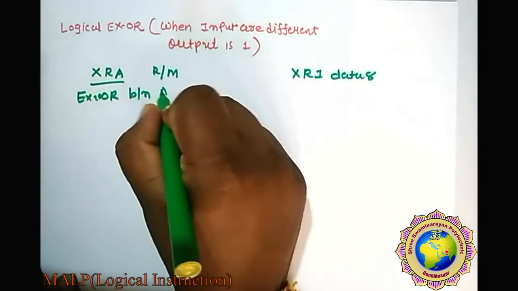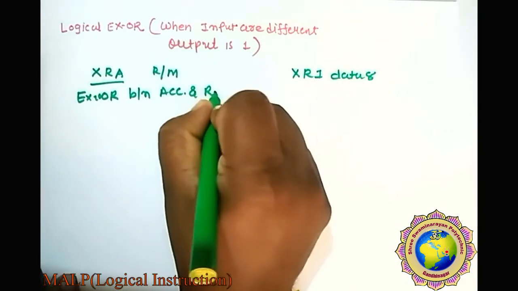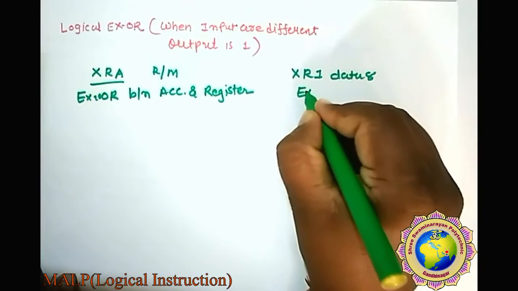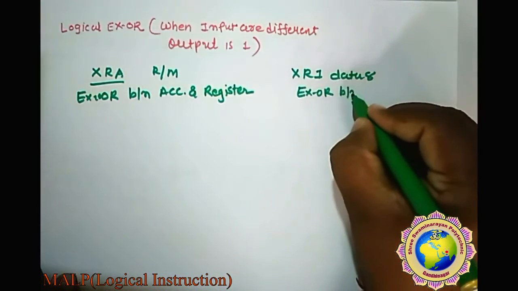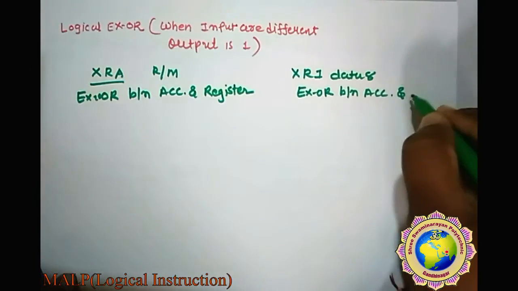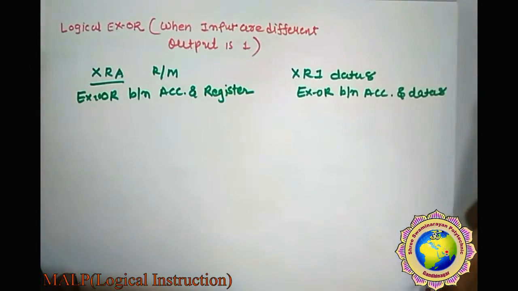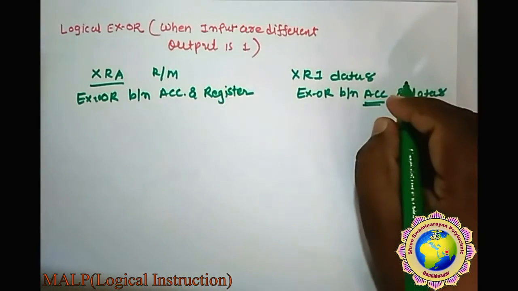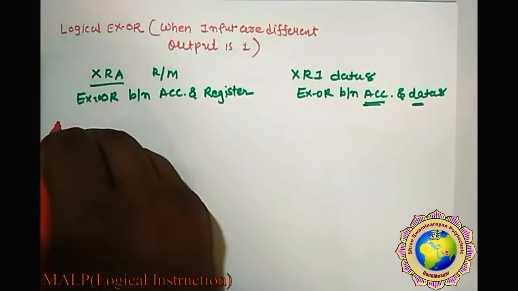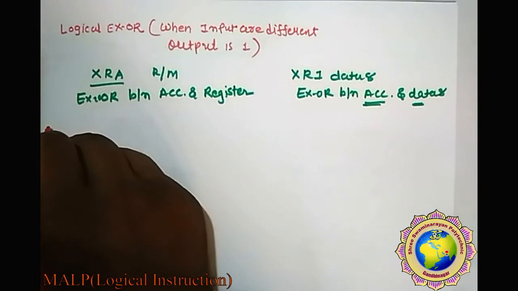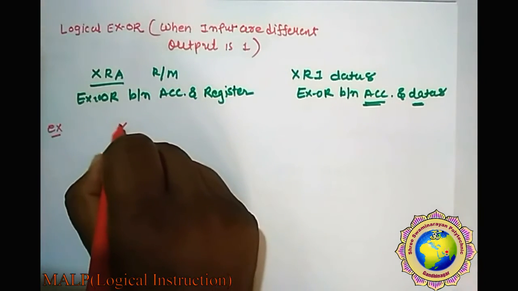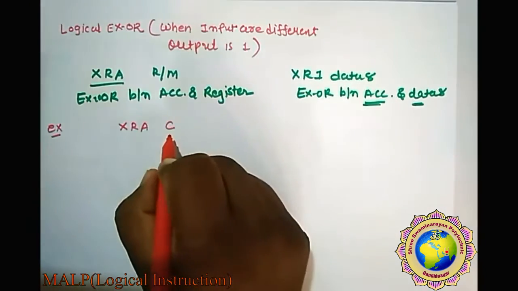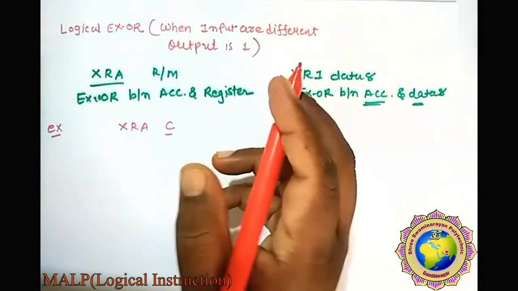It performs the XOR between the accumulator and a register, which you can use. Same, it performs XOR between the accumulator and 8-bit data. Now we will see the examples. The examples are XRA C. Here I use the register C. We can use any of the registers.